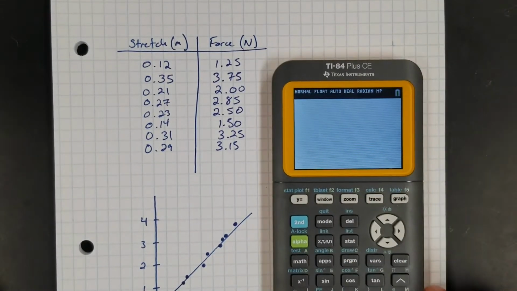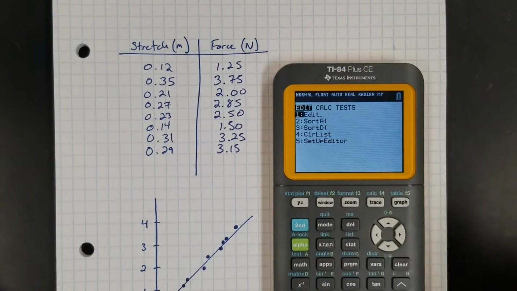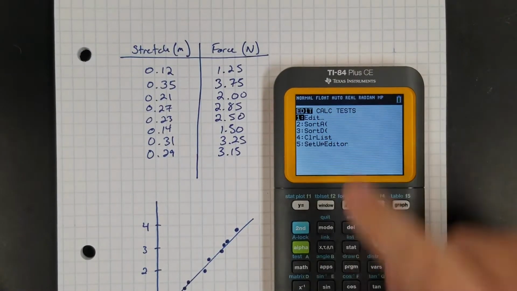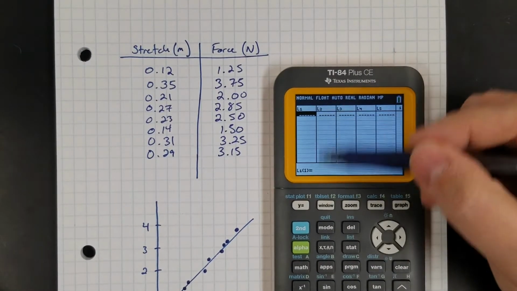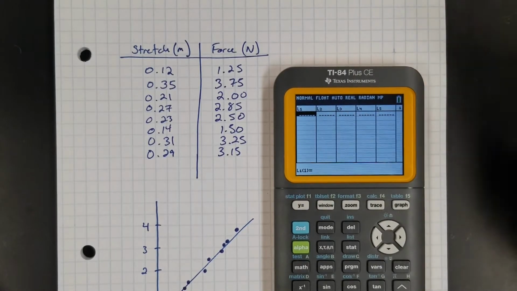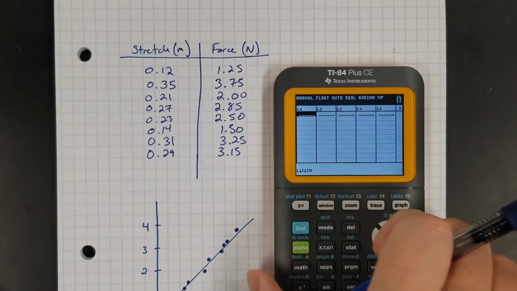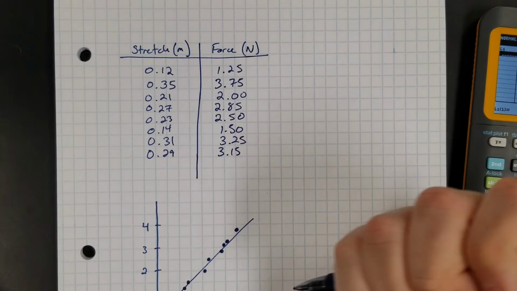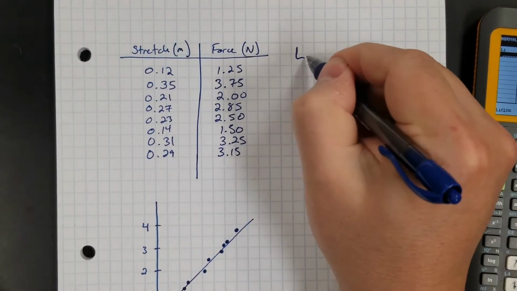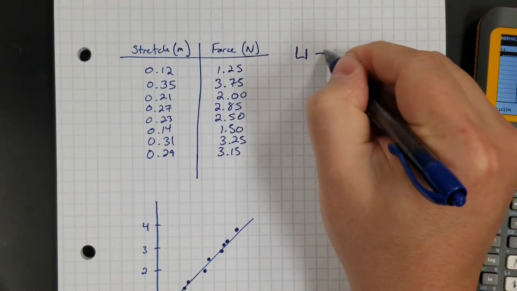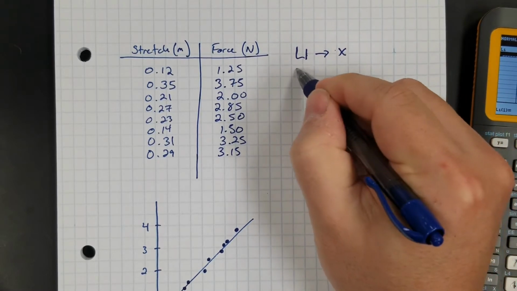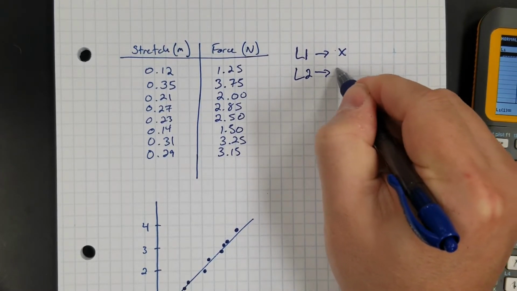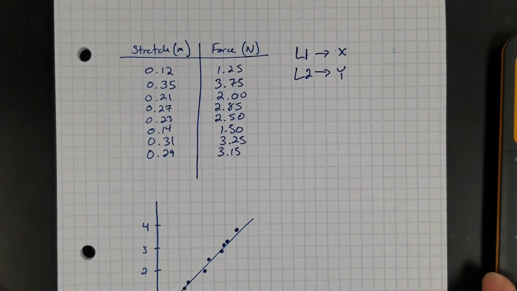On your calculator, you press Stat and then Edit. So number 1, you just press Enter, and it'll take you to this table where it gives you L1, L2, L3, all this mess. You really only need L1 and L2. So you're going to type your X values into L1, and into L2, you're going to put your Y values.